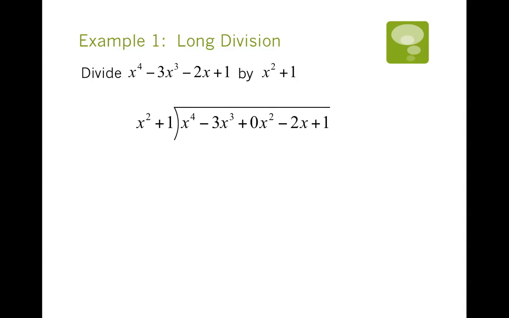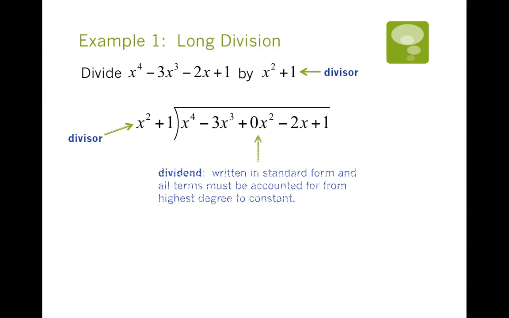We're going to put our x to the fourth minus 3x cubed minus 2x plus 1 inside of our bracket, and the x squared plus 1 outside of our bracket, because the x squared plus 1 is our divisor. It is what we are dividing by, and divisors always go on the outside. The polynomial on the inside is called the dividend. And we always want both our divisor and our dividend to be written in standard form.